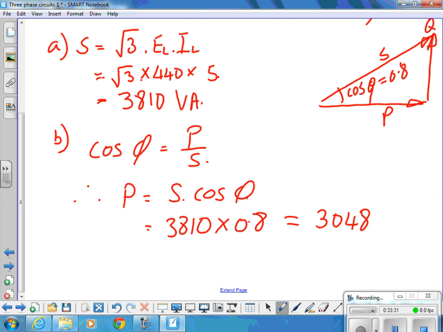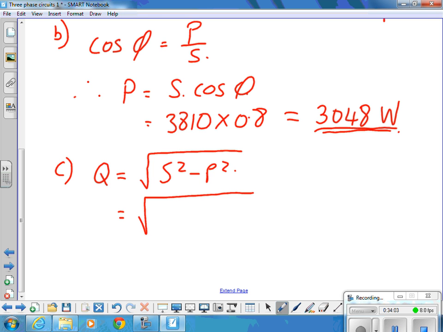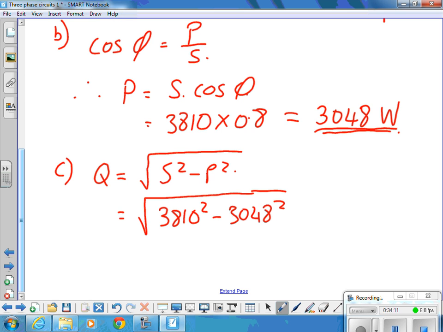That's in watts. And then the last bit, Q is equal to the square root of S squared minus P squared: 3810 squared minus 3048 squared equals 2286 var.